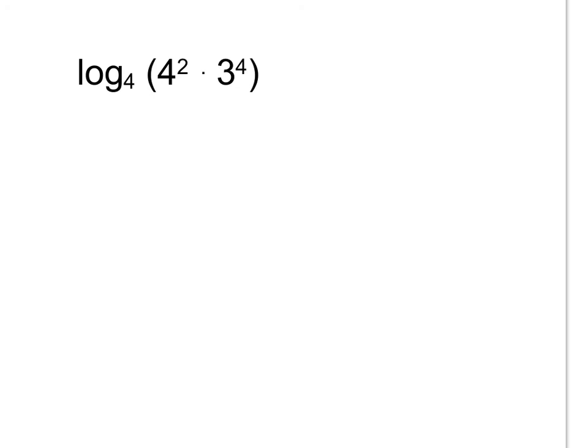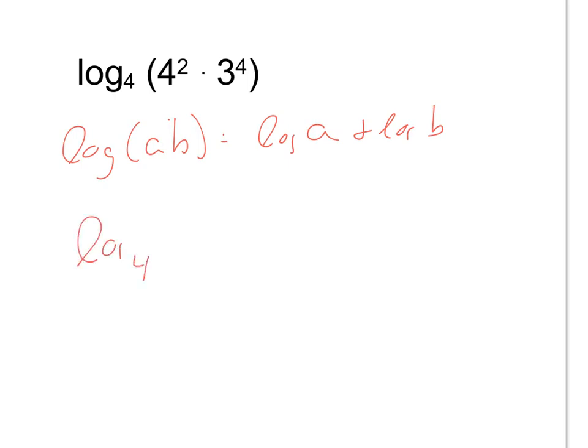So I know from my rules that the log of a product is equal to the sum of the logs. So that would be log A plus log B. I'm going to look at this and say, oh, I have a log of a product, so I have log base 4 of 4 squared plus log base 4 of 3 to the 4th.